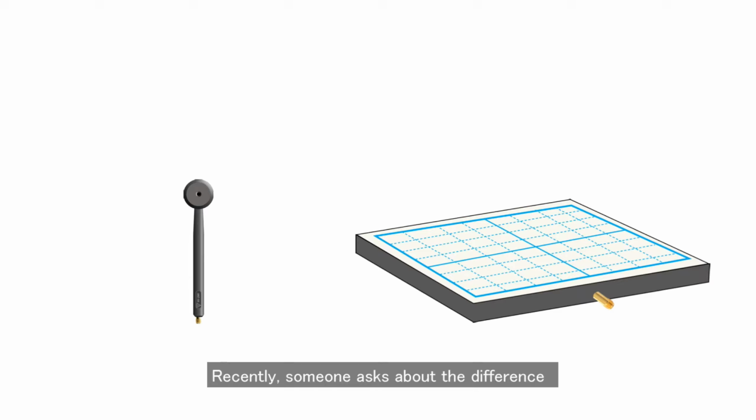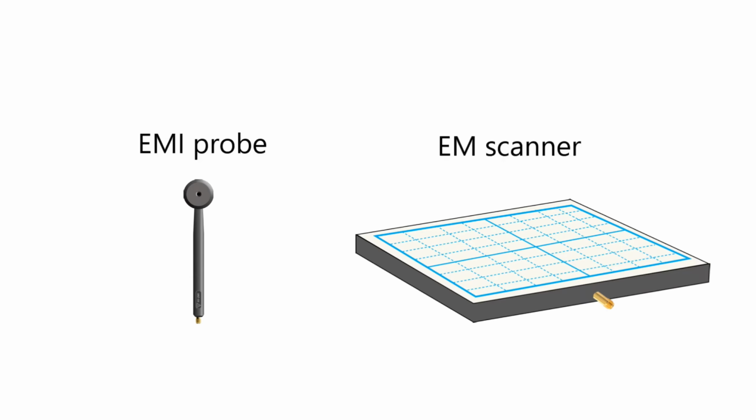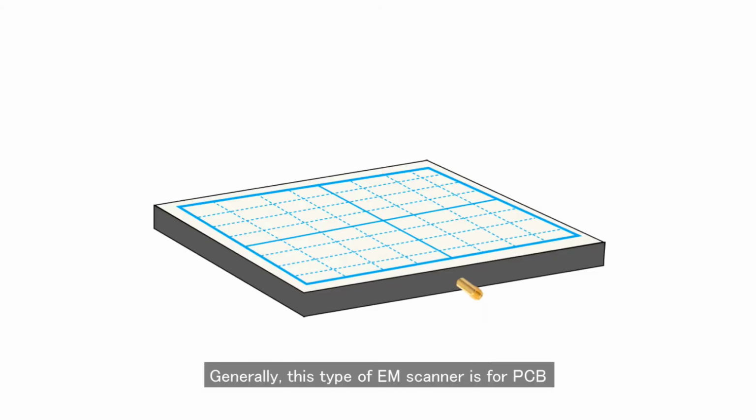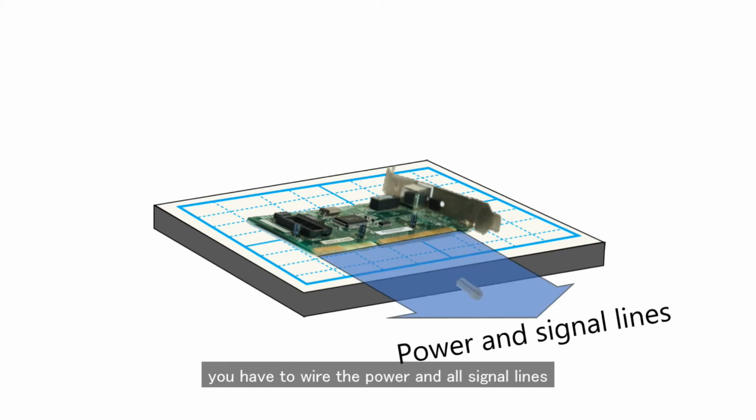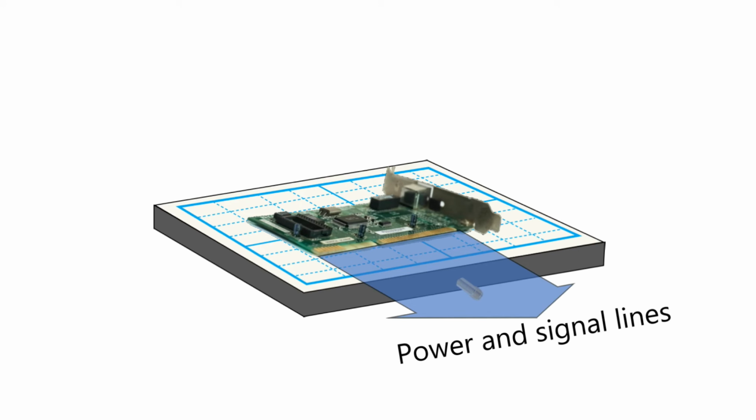Recently, someone asked about the difference between our probe and the EM scanner like this. Generally, this type of EM scanner is for PC board. Before the testing, you have to wire the power and all signal lines so that the EMI can be detected under a condition of full function operation.